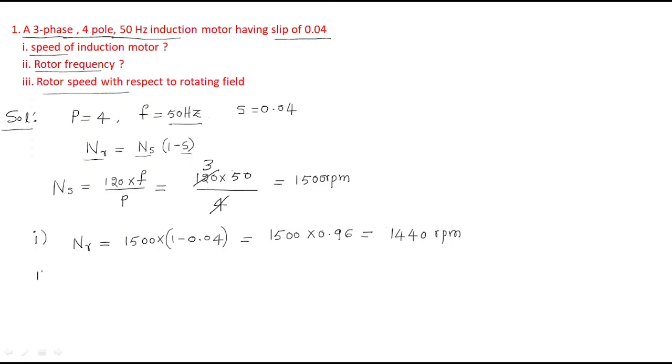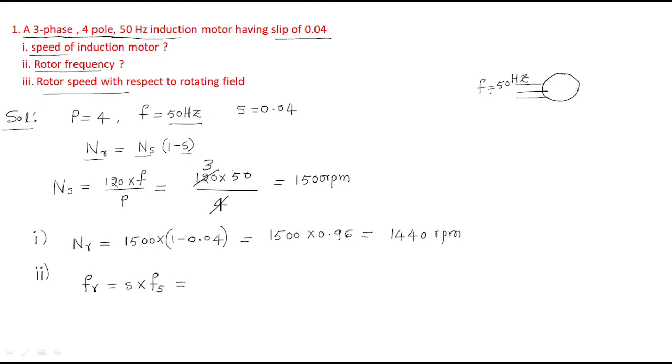Next, the second point. The second point is rotor frequency. What is the formula for rotor frequency? Rotor frequency is nothing but slip times the stator frequency. What is the stator frequency? Stator frequency is nothing but the supply frequency, because we are giving the supply to the stator only. The stator frequency is 50 Hz.